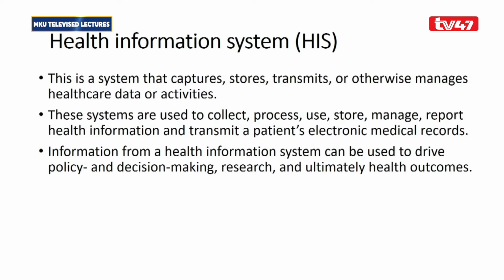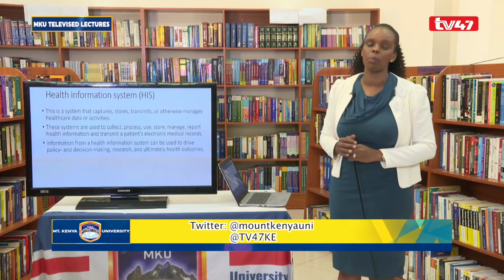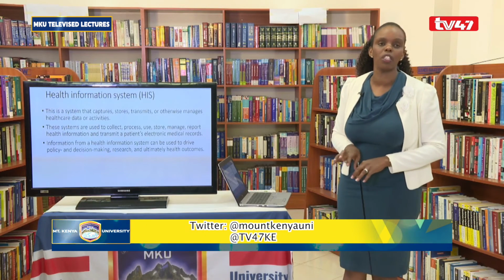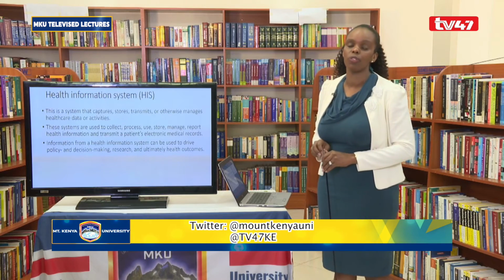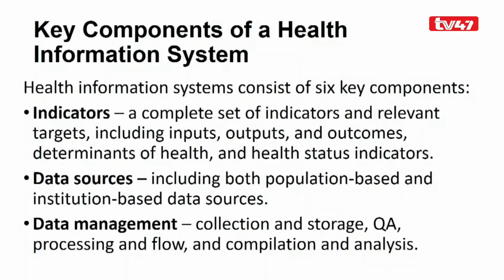These systems are used to collect, process, use, store, manage, and report health information, and transmit a patient's electronic medical records. Information from a health information system can be used to drive policy, to make decisions, to research, and ultimately to improve health outcomes from our system. So a health information system is basically an information system that is dedicated to processing healthcare data or information. Now, let's look at the key components of a health information system.